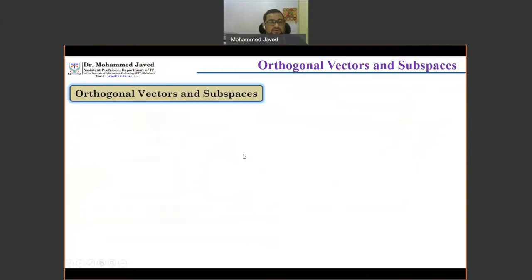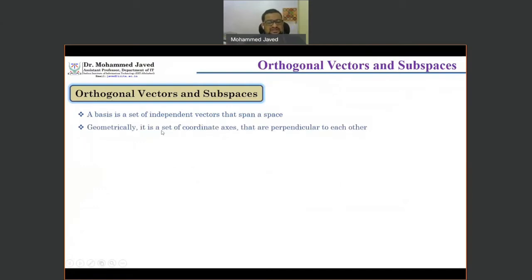Now, orthogonal vectors and subspaces. What is a basis? A basis is a set of independent vectors that span a particular space, and geometrically it is a set of coordinate axes that are perpendicular to each other. In my previous lecture I had already shown the standard basis vectors. So I'll take the pen.